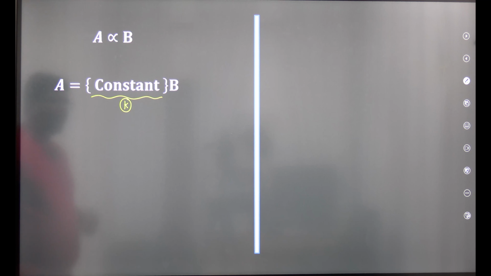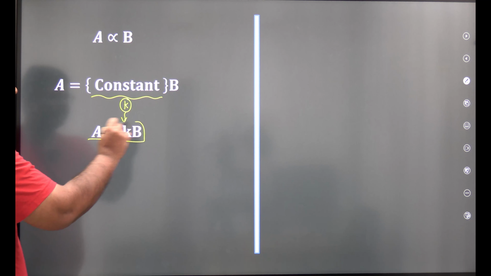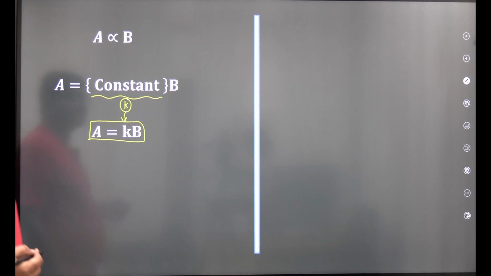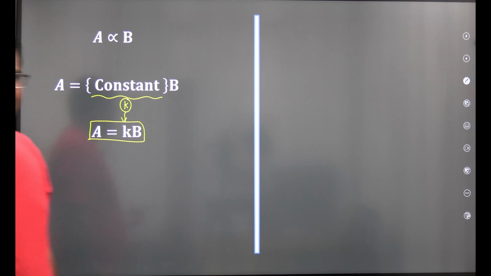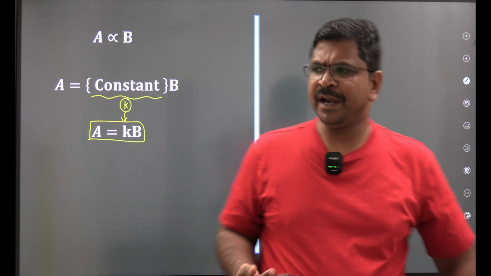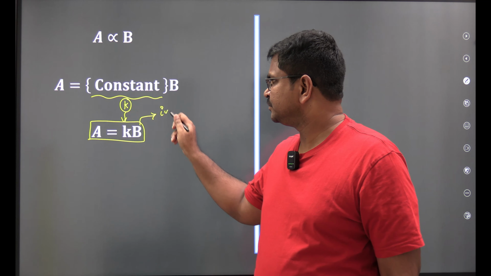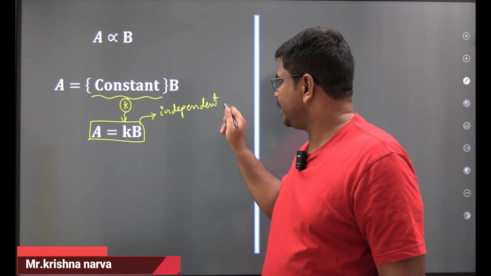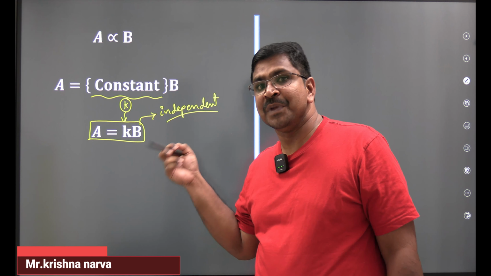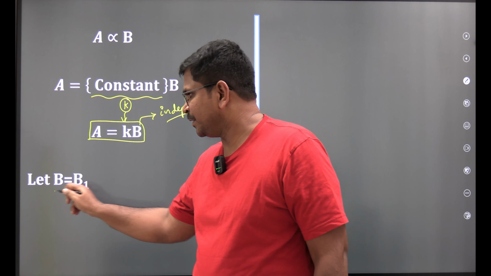Let me write down the equation now. I can write A equal to this constant K times B. This is the equation which results from the direct proportion. Let me give you an idea in our own language. I told you already, B is the independent quantity. As this is the independent quantity, I need to choose the B value and give that input. So let B equal B1.